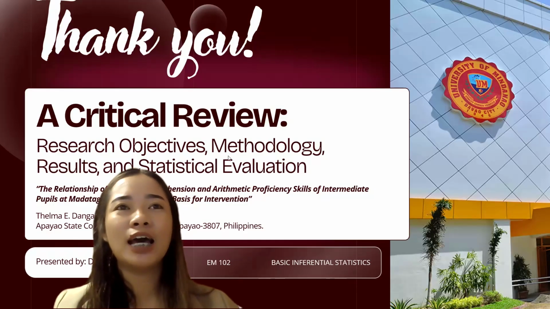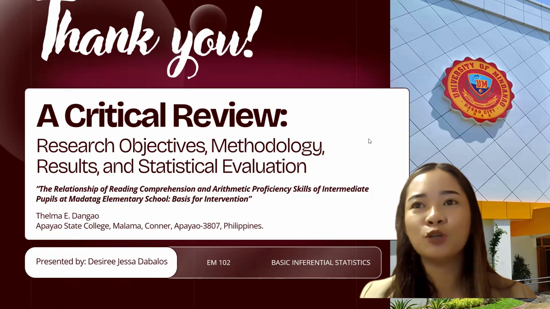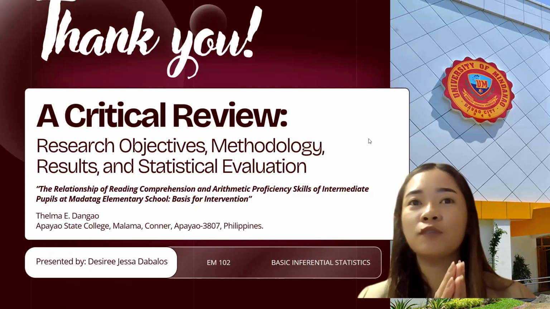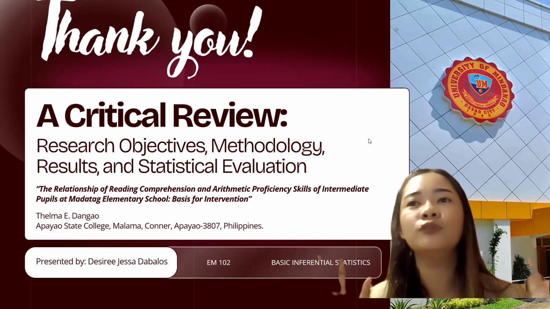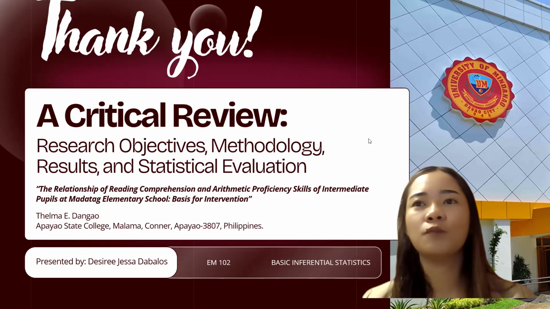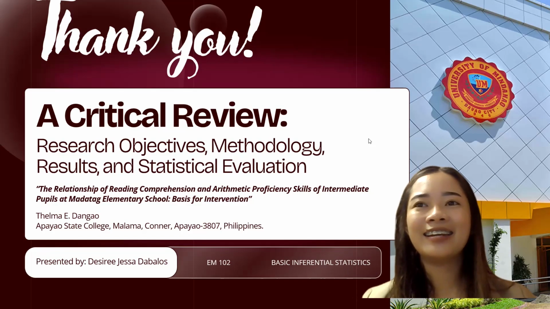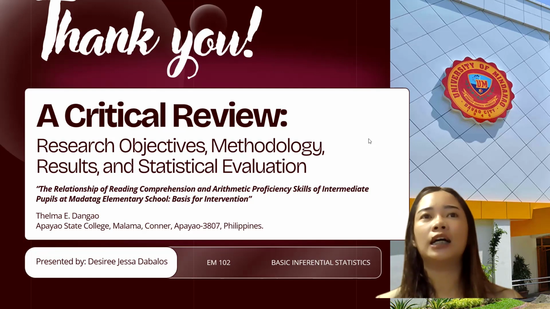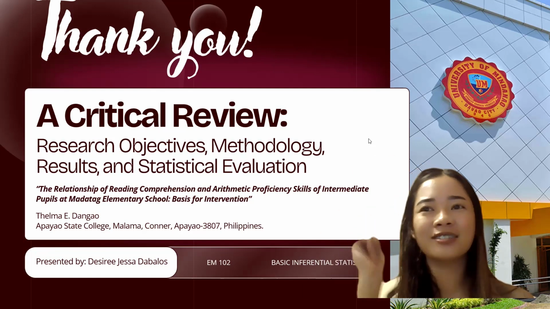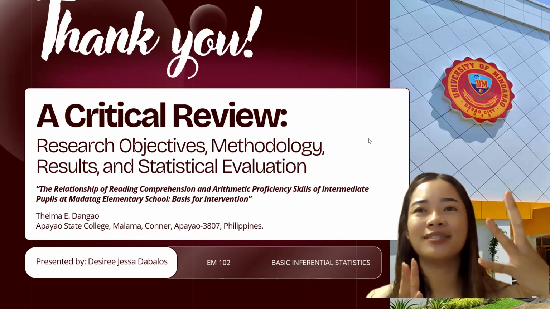And I think that would be the end of my critical review of the research on the title, objectives, methodology, results, and statistical evaluation on the relationship of reading comprehension and arithmetic proficiency skills of intermediate pupils at Madatag Elementary School, basis for intervention. Overall, the study is very good. There are just a few recommendations and revisions so that we're able to really assess the relationship of the two variables. And I think that's it for my final requirement for the EM102 Basic Inferential Statistics. If you have any comments and suggestions, I may put them in the comment section and I will read them back.